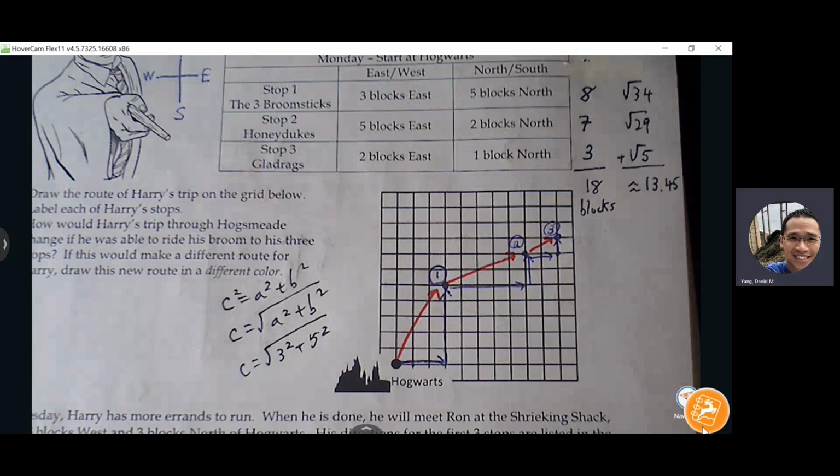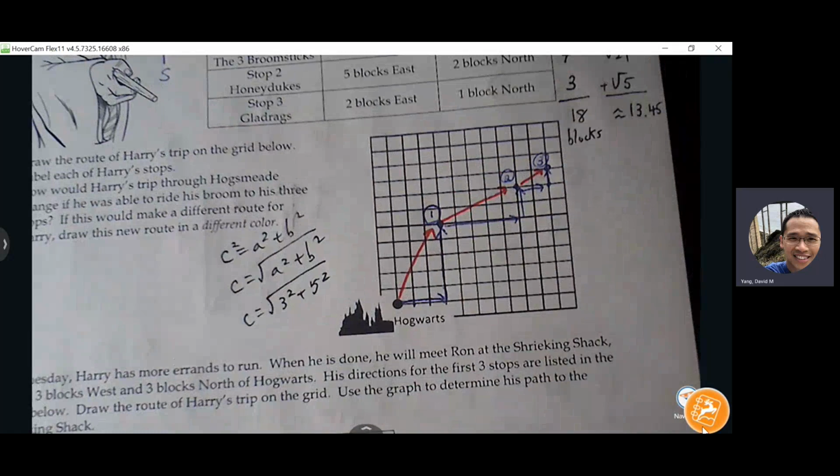Okay, on Tuesday, Harry has more errands to run. When he is done, he will meet Ron at the Shrieking Shack, found 3 blocks west and 3 blocks north of Hogwarts. His directions for the first 3 stops are listed in the chart below. Draw the route of his trip on the grid. Use the graph to determine his path to the Shrieking Shack. So same idea here.